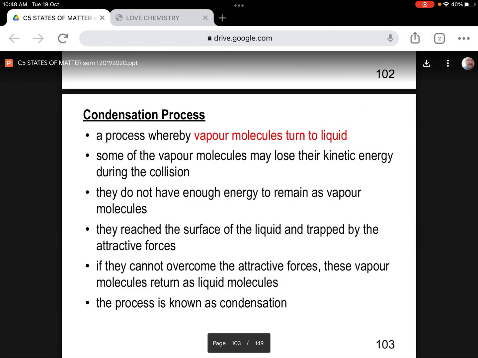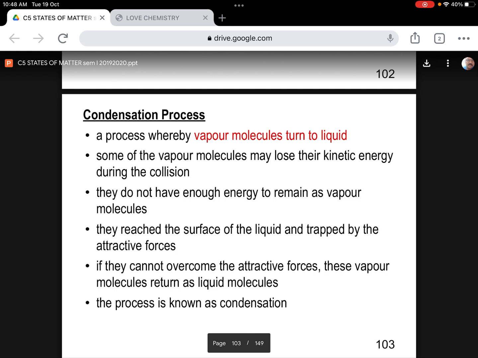Okay, we will continue with the condensation process under 5.2 Liquid, a process whereby vapor molecules turn into liquid. In my previous video, I explained the vaporization process. Now we are going to talk about the vice versa of that process. In vaporization, liquid changes to gas. In condensation, gas turns back into liquid. So this is the process called the condensation process.